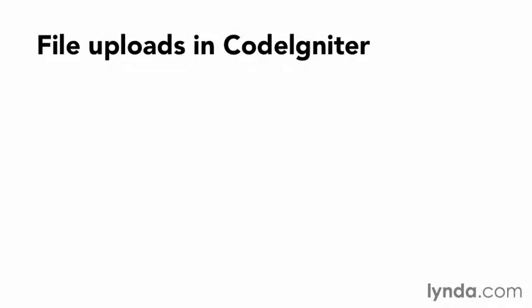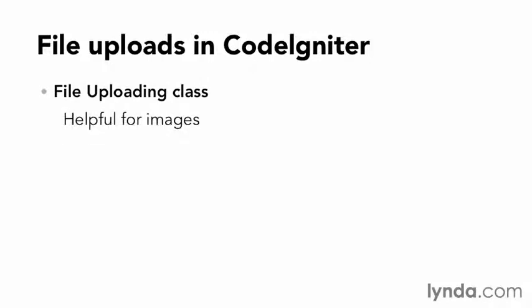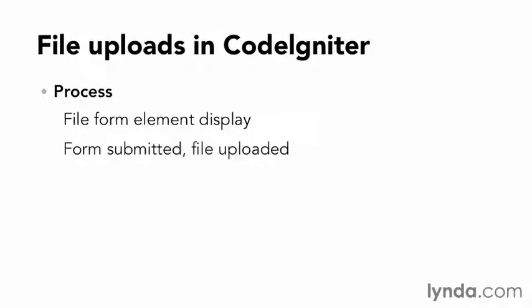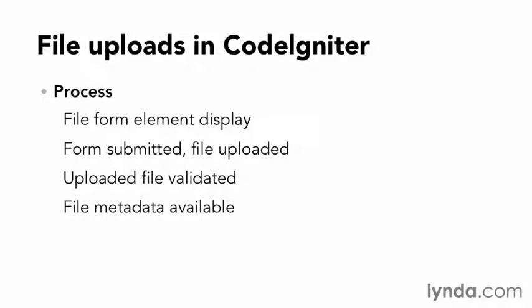File uploads can be a pain, but CodeIgniter tries to eliminate some of the more obnoxious parts using the file uploading class, which is especially helpful for images. File uploads consist of the following process. First, the file form element is displayed to the user. Then, the form is submitted and the file is uploaded. Based on file upload preferences, such as image height and width or maximum size, the file is validated. When validation is passed, the file metadata is available for use.